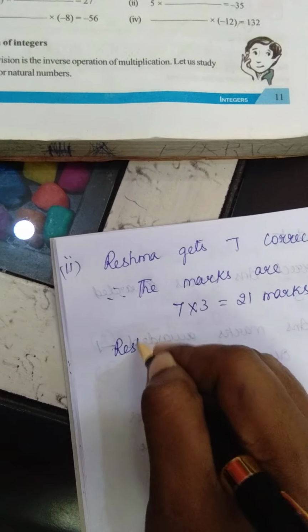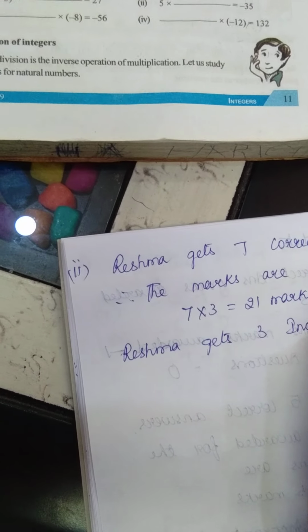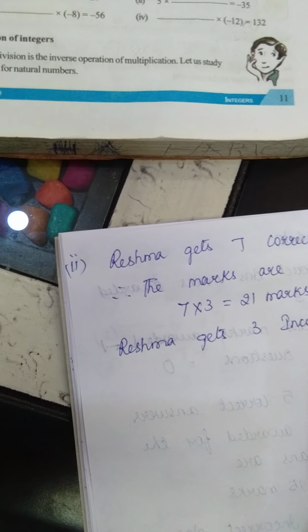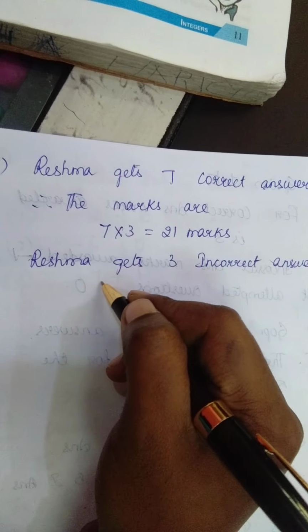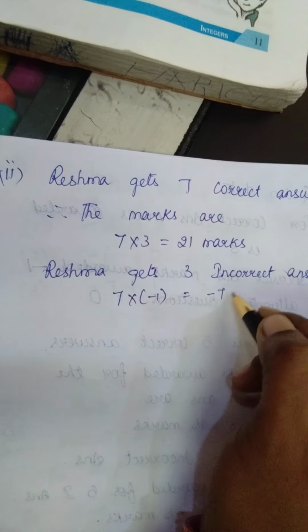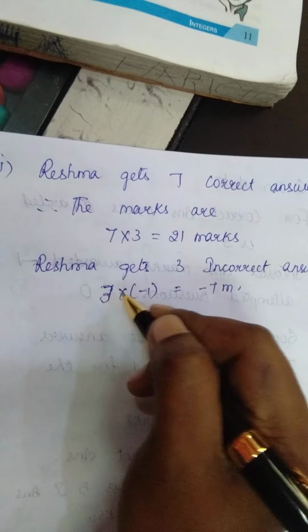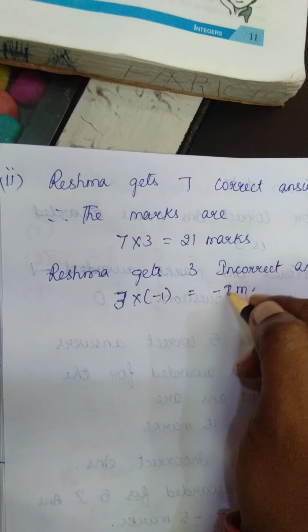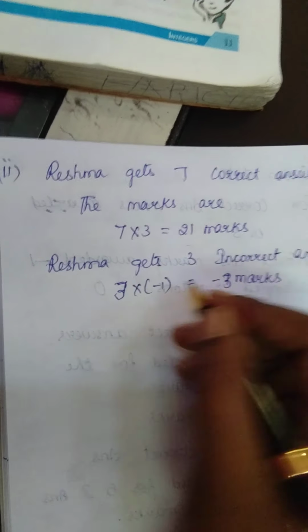Next, and 3 incorrect answers also. Reshma gets 3 incorrect answers. For the incorrect answers, how many marks are deducted? Minus 1 mark. 3 incorrect answers are there, right? So you have to write here 3. 3 into minus 1 is minus 3 marks. Clear? Now what is her score finally?